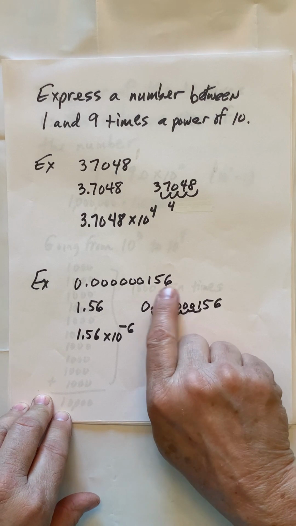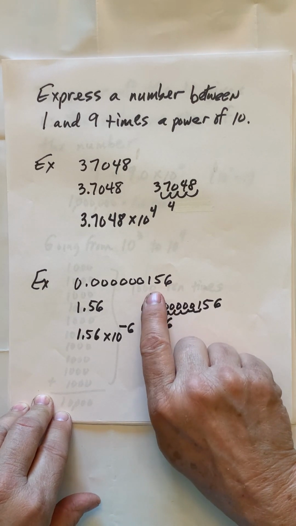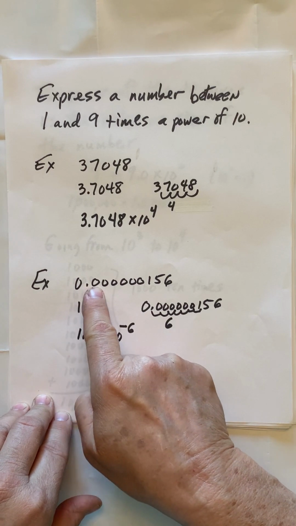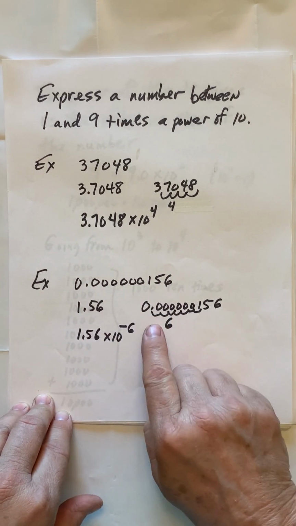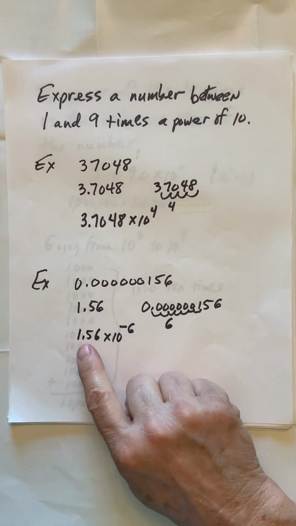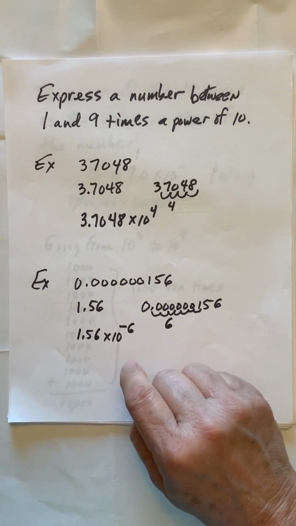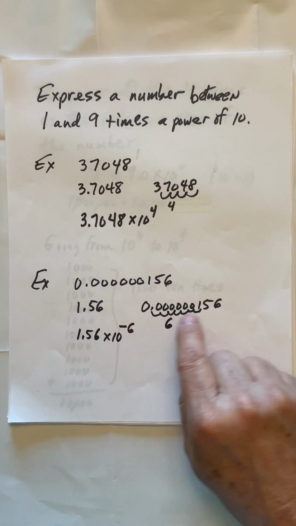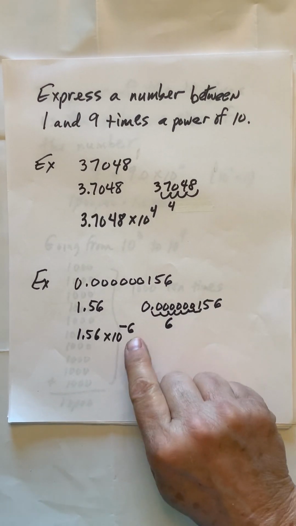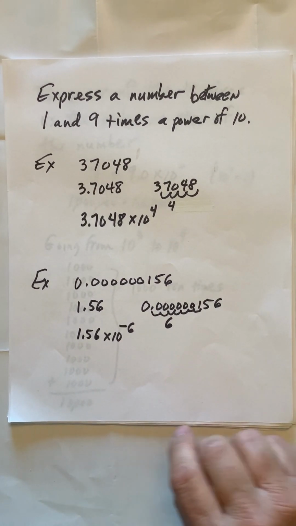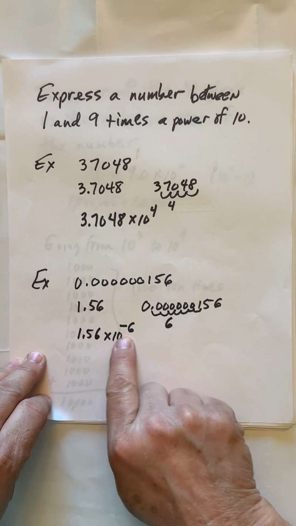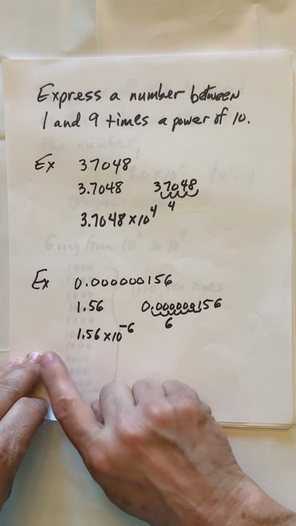I first express this number as a number between 1 and 10, so that's 1.56. I look at where the decimal point is and how many decimal places I would have to move over, and it'd be 6. So I multiply 1.56 times 10 to the negative 6, because I need to make it a small number, not a big number. So I want to divide by 10 to the 6. That's what multiplying by 10 to the negative 6 is. So that way, if I multiply this out, I'm going to get a very small number.